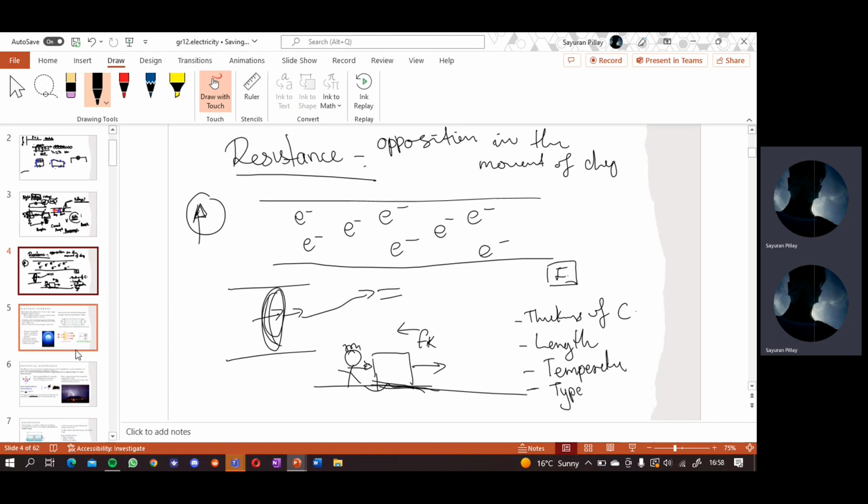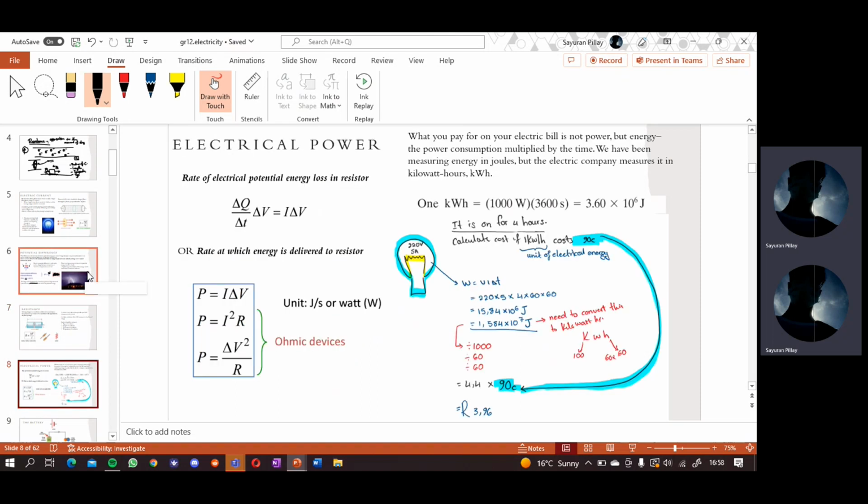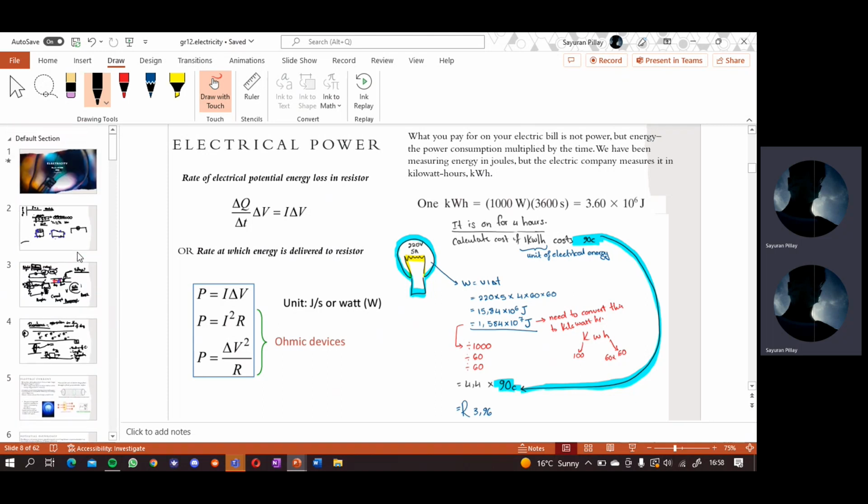So that's basically what resistance is. If you look at the slide, you can see there's a nice diagram and everything that I gave you. It's all there, so don't worry. And the formal definitions are in bold that you can learn for the exams. And then electrical power. So I'll show you how we do that now.